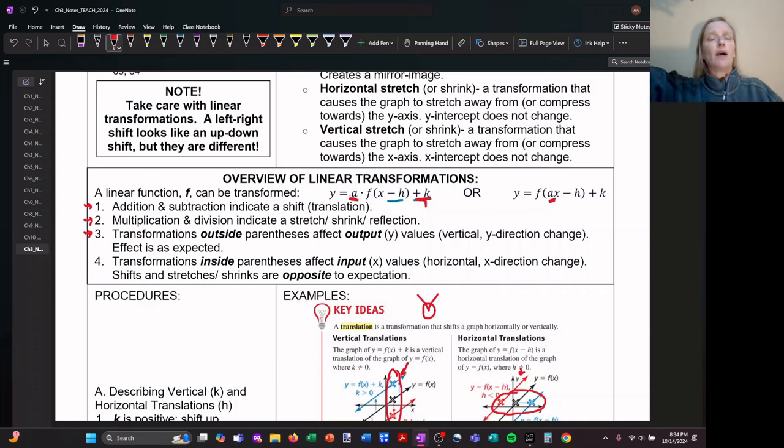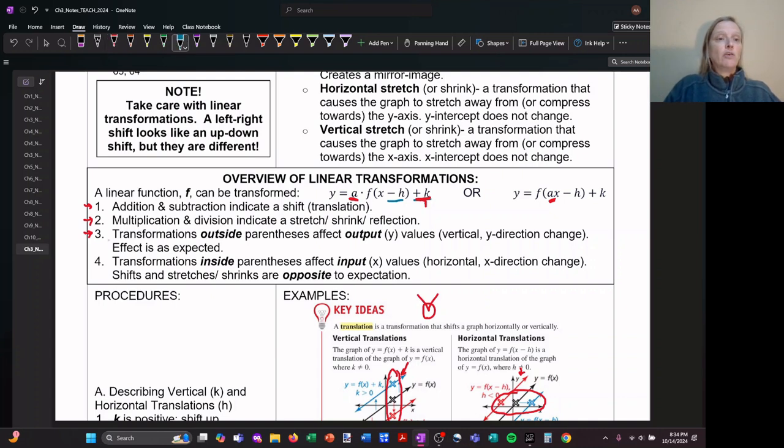You're changing the output value. So you're changing the Y values. You're changing what's happening in the Y direction. So whenever that transformation happens outside parentheses, the change happens in the Y direction. So you're shifting up or you're shifting down if you're adding outside parentheses. And you're stretching vertically or shrinking vertically if you are multiplying outside the parentheses.